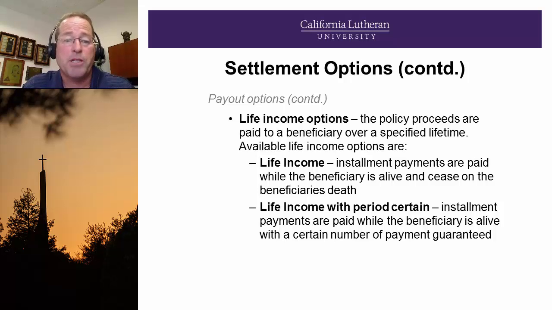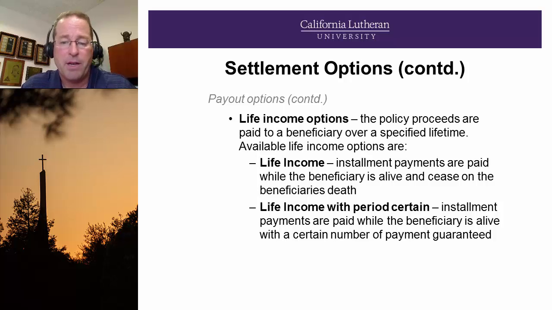More on settlement options, we have life income options. The policy proceeds are paid to a beneficiary over a specified lifetime. Available lifetime income options are the life income. Installment payments are paid while the beneficiary is alive and cease on the beneficiary's death. Again, basically annuitizing based over their life expectancy.